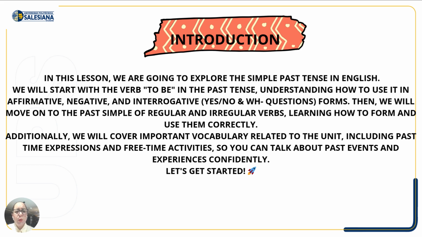We will start with the verb to be in the past tense, understanding how to use it in affirmative, negative, and interrogative forms. Then we will move on to the past simple of regular and irregular verbs, learning how to form and use them correctly. Additionally, we will cover important vocabulary related to the unit, including past time expressions and free time activities using regular and irregular verbs. So, are you ready for this? Let's get started.